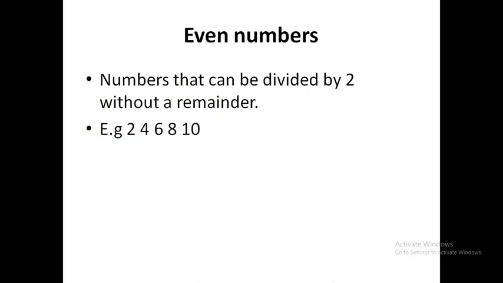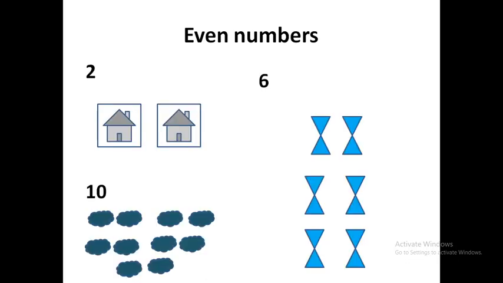Even numbers are numbers that can be divided by 2 without a remainder. Example, 2, 4, 6, 8, and 10. Any number ending with 2, 4, 6, 8, or 0 is an even number. How do we know a number is even? That is when we divide the number by 2 or we put them into pairs and all the items have a partner, no number remains alone.